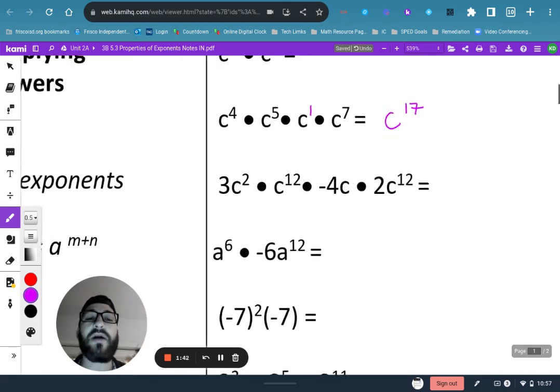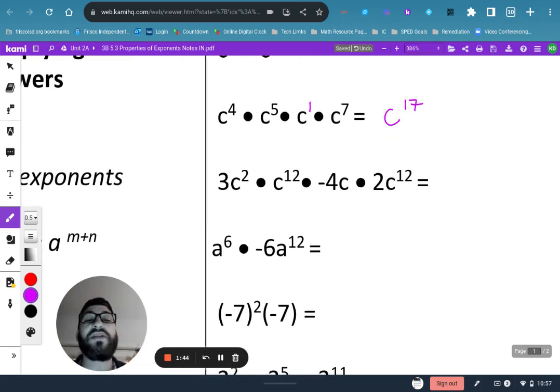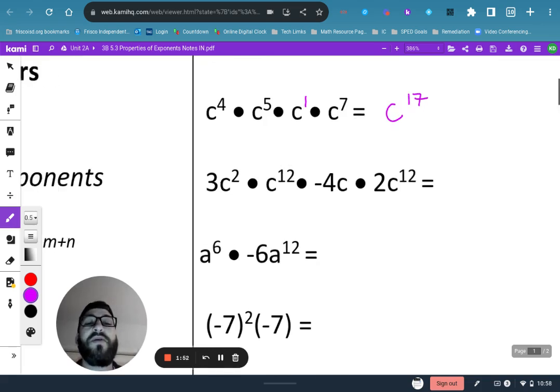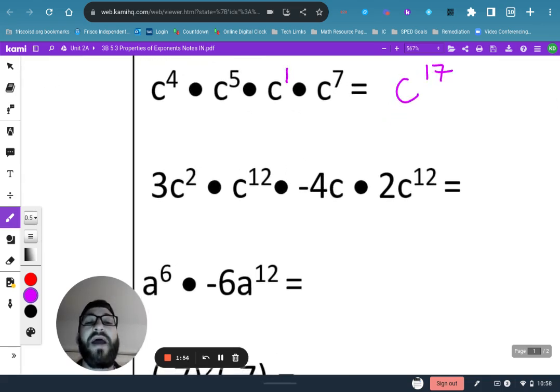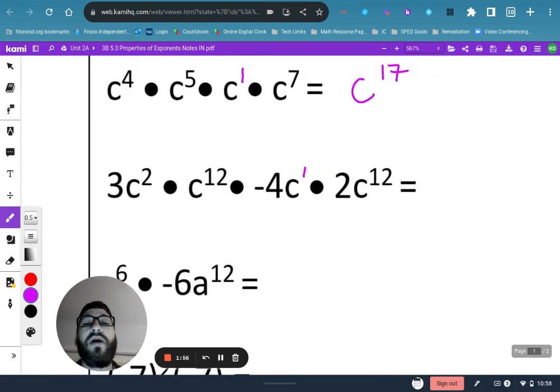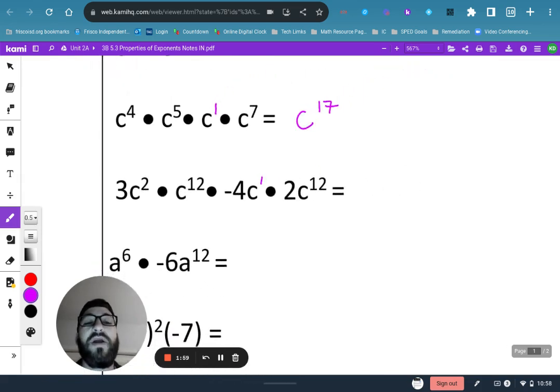Last thing I want to talk about is a situation like this fourth one. We have 3c squared times c to the 12th times negative 4c times 2c to the 12th. Just like last time, I want to make sure I add this 1 onto the c. And just like before, we're going to take our c's. They're all being multiplied, so we're going to add the powers. So 2 plus 12 plus 1 plus 12. 2 plus 12 is 14, plus 1 is 15, plus 12 is 27.